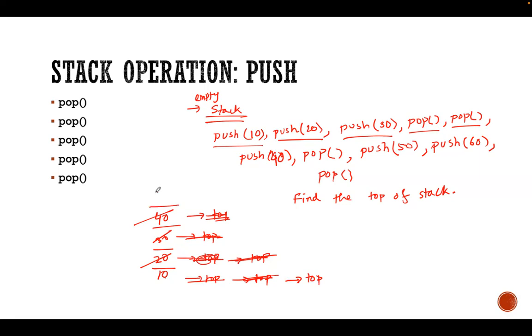Push 50. Now I have 10, 50, and 50 is my top. Push 60. 60 is my top. Then again pop. So pop is going to delete 60. So what is my top of the stack? 50. So at this moment, the top of stack is 50. After each of the operations, my stack actually looks like this: 10 and 50, and 50 is the top.